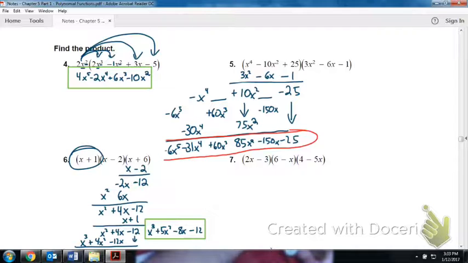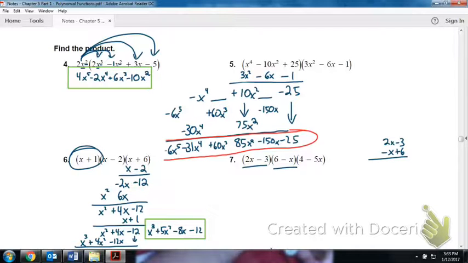All right? Same thing for number 7. If I were you, I'd try number 7 on my own real quick, and we'll go from there. All right, number 7, I'll start with these two. So we've got 2x minus 3 times 6 minus x. I'm just going to flip that around so that I line my x's up this way. So that's negative x plus 6, so I don't screw anything up.